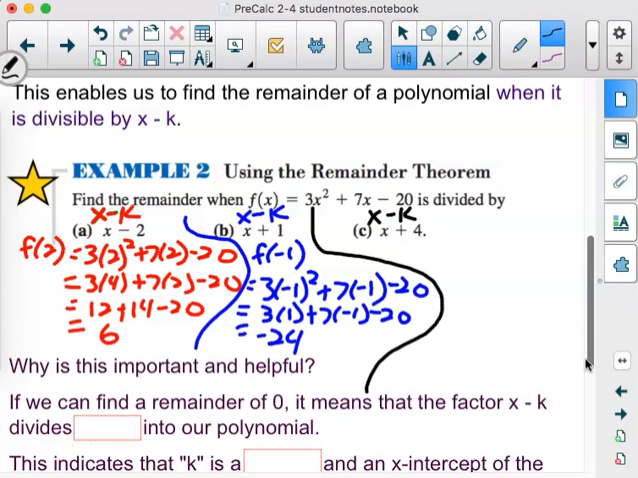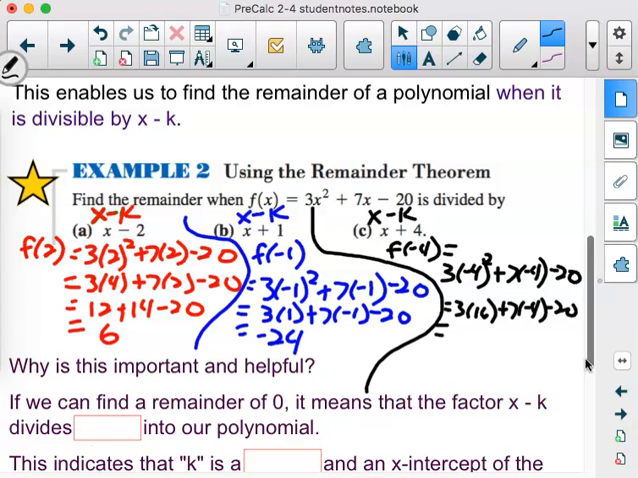Again, I see that linear factor, so I'm thinking x minus k. Oh, it must have been a negative 4 because it became a plus 4. So f of negative 4, just doing the substitution there, putting the negative 4 in for the x's. Follow the order of operations. Negative 4 squared is 16. And then multiply and divide from left to right. 3 times 16 is 48, minus 28, minus 20. 48 minus 28 is going to give us 20, and 20 minus 20 is 0.